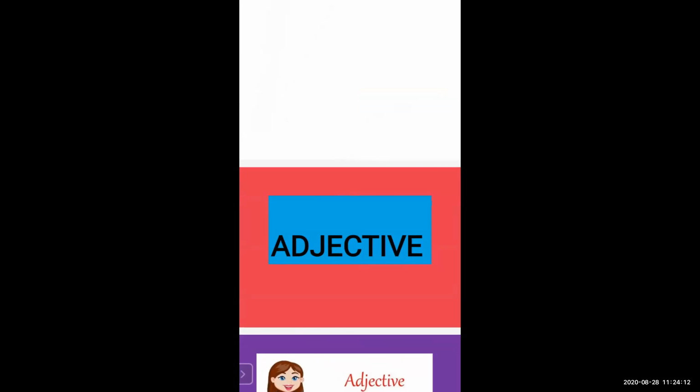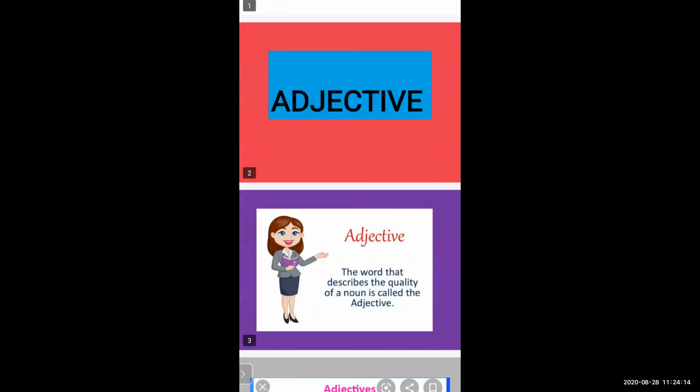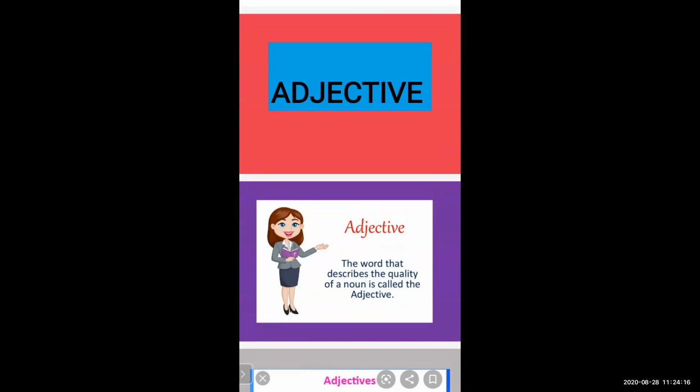I hope you are able to see my screen. Fine. So, adjective. Let me explain and introduce the basic concept about the adjective. The word that describes the quality of a noun is called adjective.